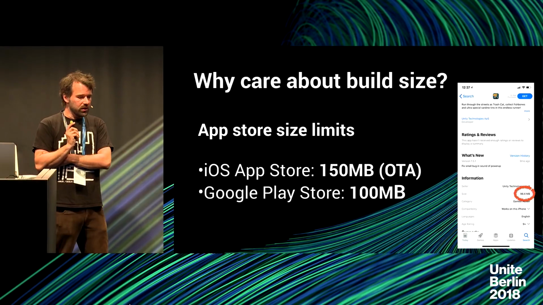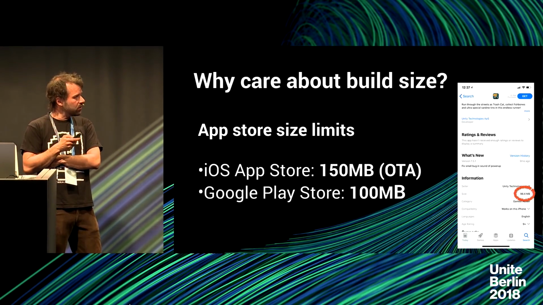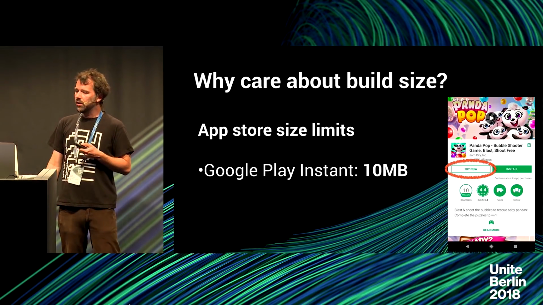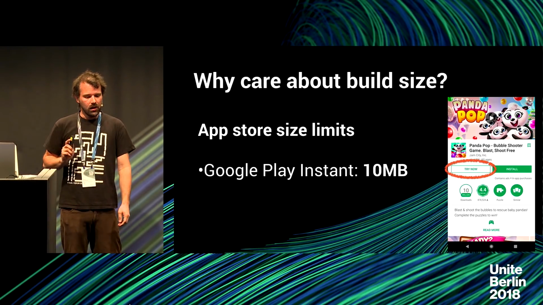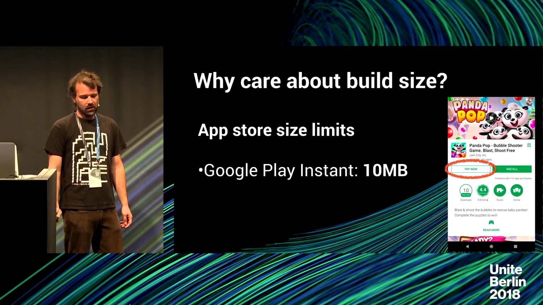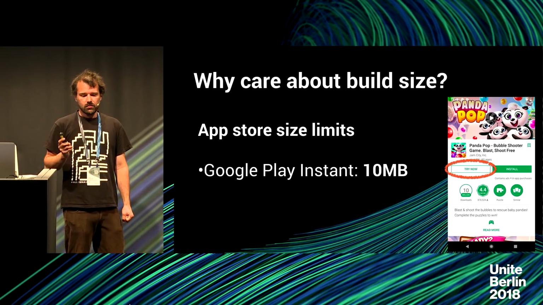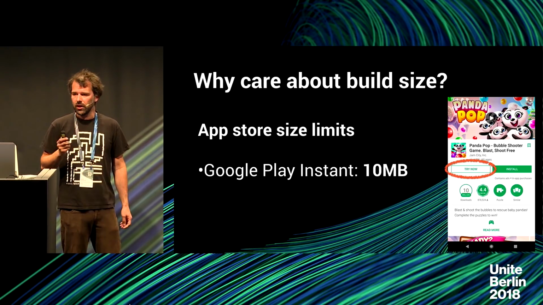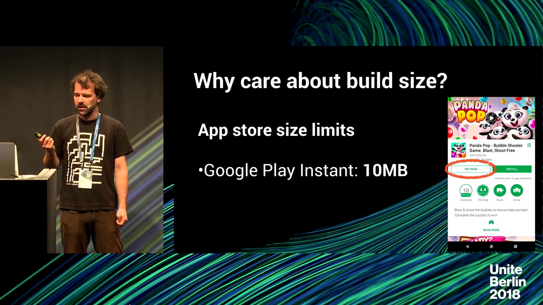But there's cases where you want to be much smaller than this. Like when you look at the Google Play Store, they recently introduced a new feature called Google Play Instant, where you can have a try now button in the App Store interface. And then you can click on that. And the Play Store will download a trial version of your app, which will then instantly load without having the user install it. So this is a great way to get users interested in your app because you can just click on it and instantly play it.